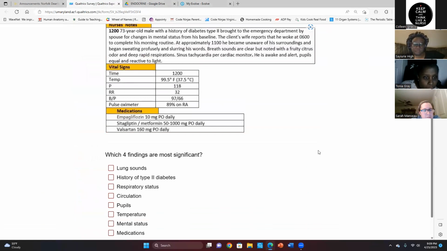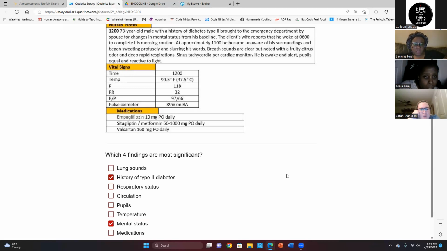So which of the four findings are most significant about this patient, this 73-year-old male patient? His history of type 2 diabetes. Okay, so she says history. And most significant for the situation? Yes, so the four most significant. His mental status.